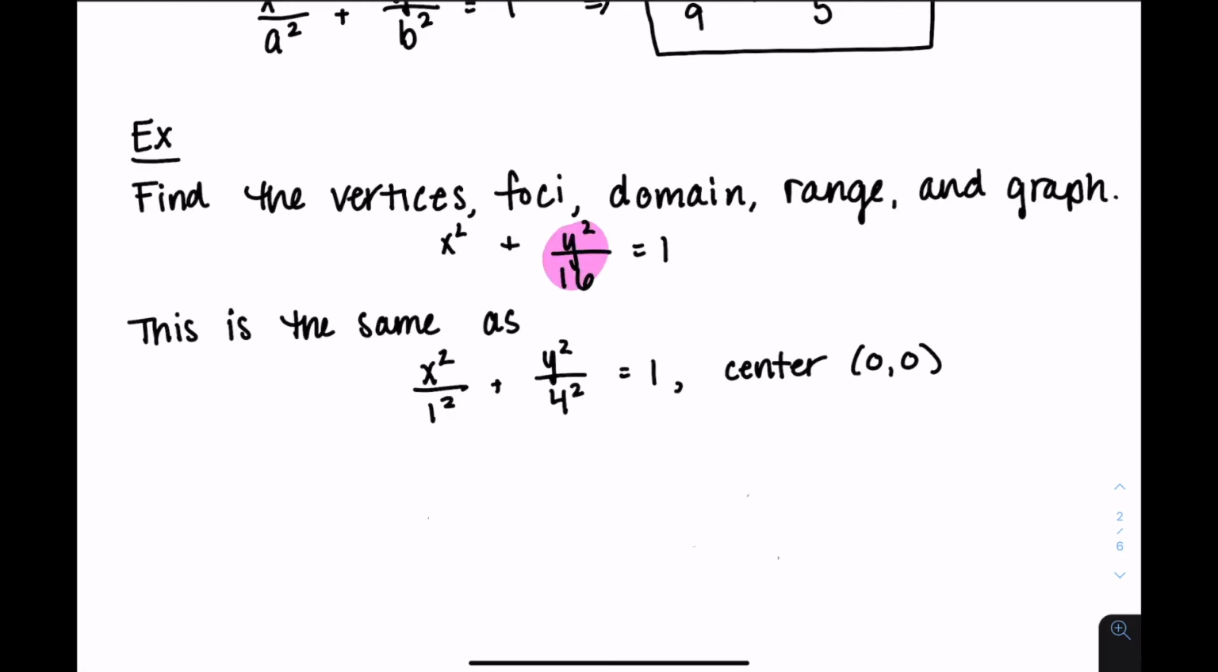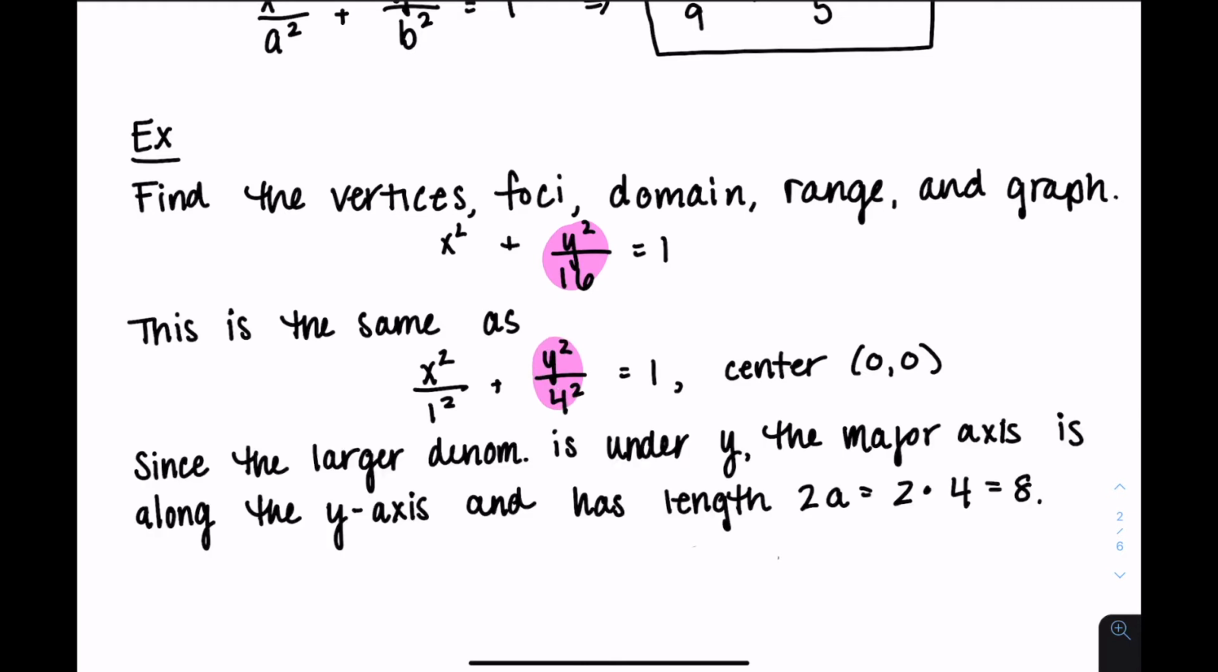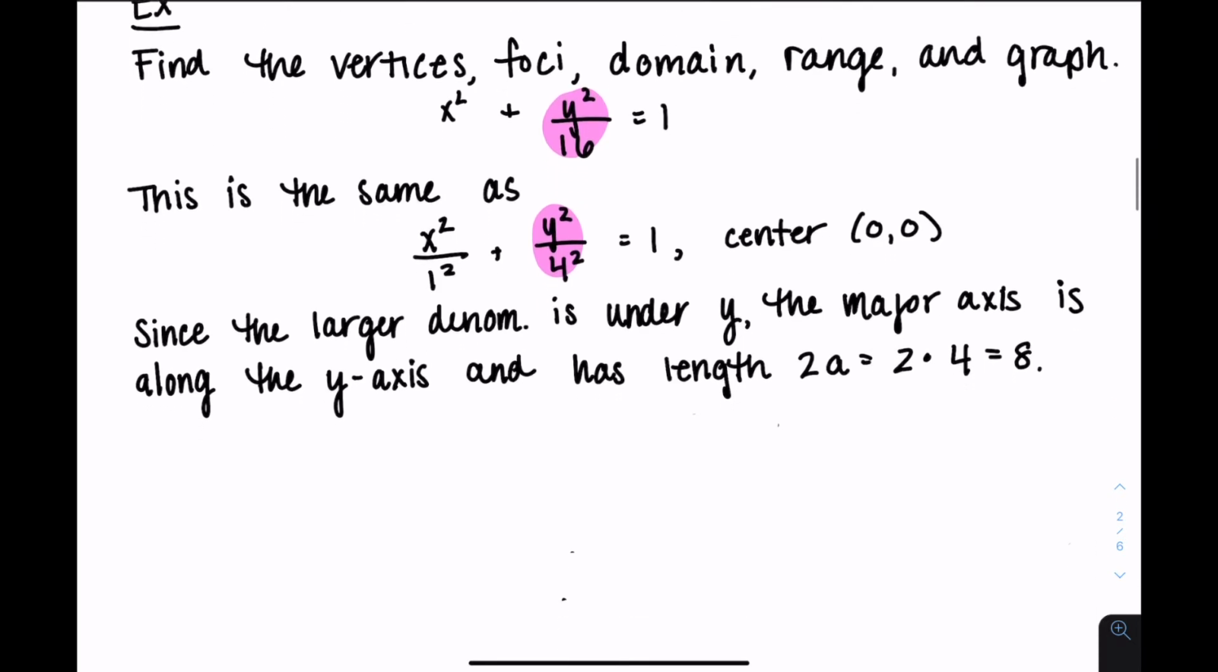So the y squared has the larger number, and you can see that here too. The major axis is going to be along the y-axis, and the length will be 2 times the square root of the number. So it'll be 2a, which is going to be 8. So I've got my pieces of information. My a is equal to 4. The value that I'm going to go off in the x direction is 1.